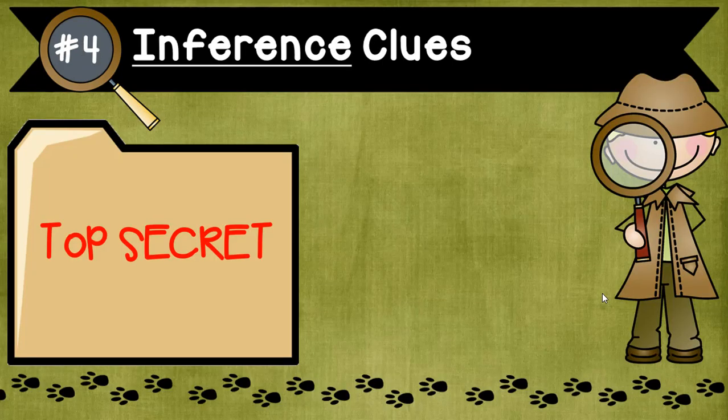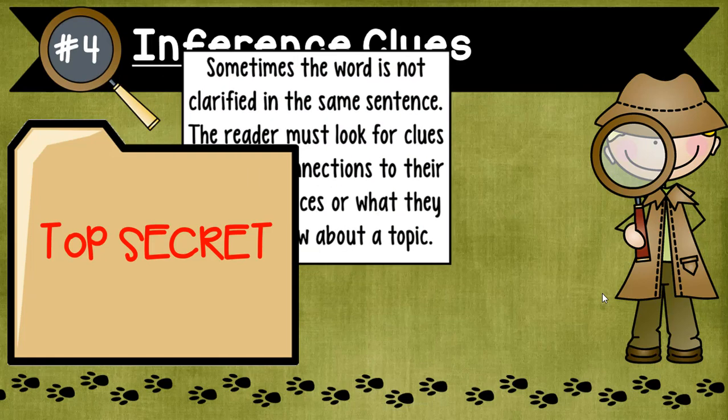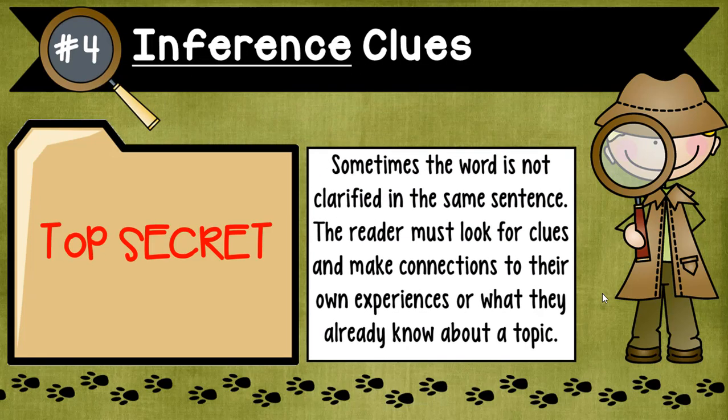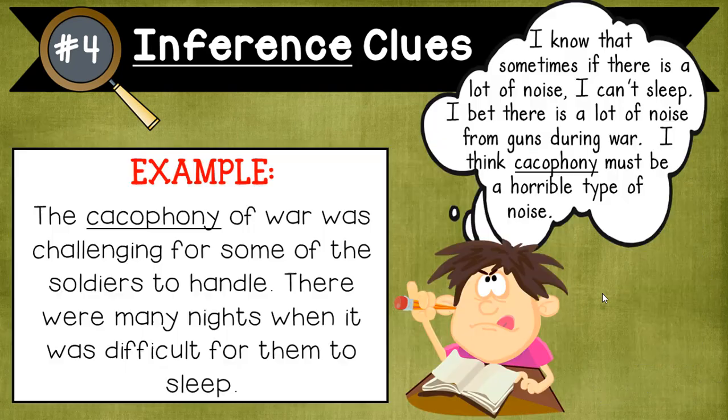The next one is an inference clue. Sometimes the word is not clarified in the same sentence. The reader must look for clues and make connections to their own experiences or what they already know about the topic. We have to look before and after the word, like in previous sentences or sentences after the word, to help us understand it. Maybe we can make our own connections to it.